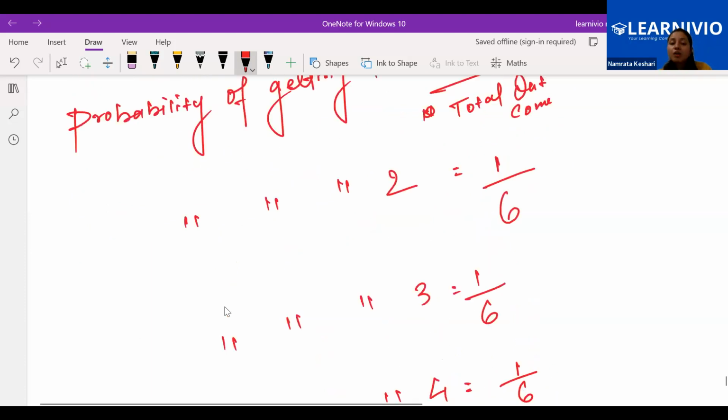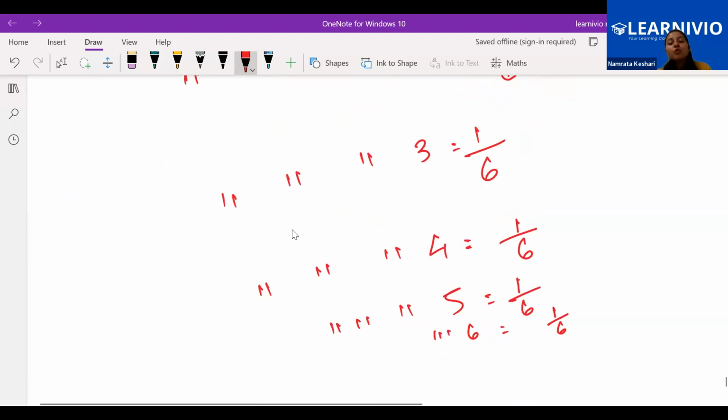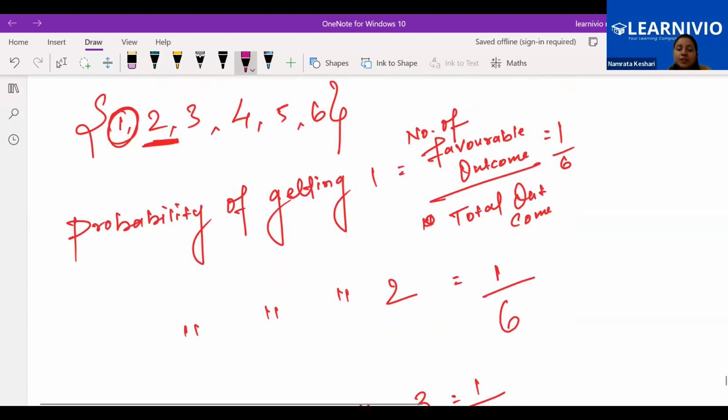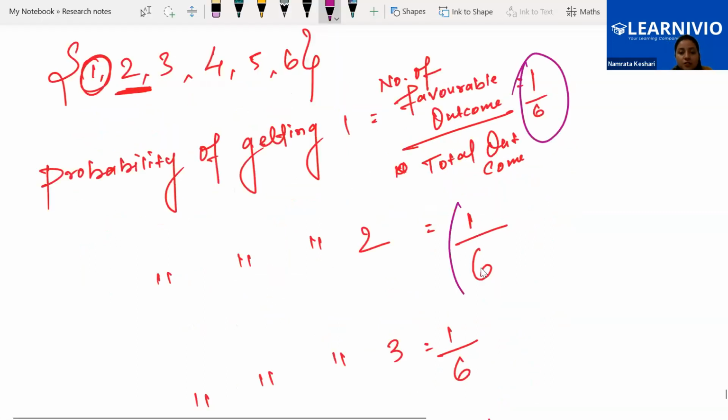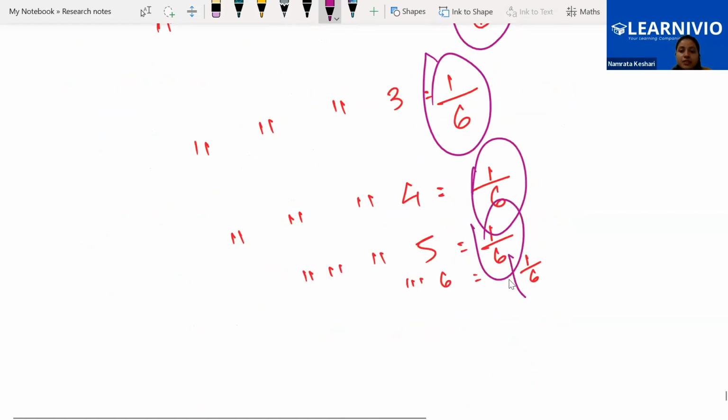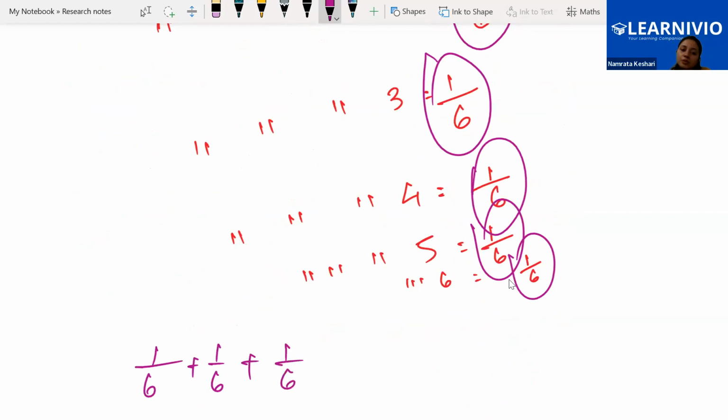All probabilities of getting 1, 2, 3, 4, 5, 6 will be 1 by 6, 1 by 6, 1 by 6, 1 by 6, like that. And if we add all of them, let me show you. If we add all of them, 2, 3, 4, 5, 6, what are we going to get? 1. We will be getting 1.